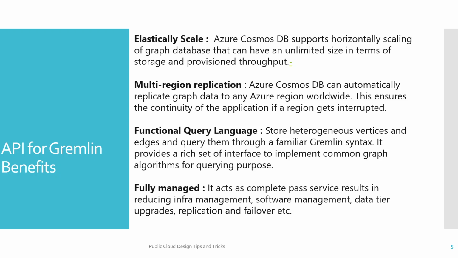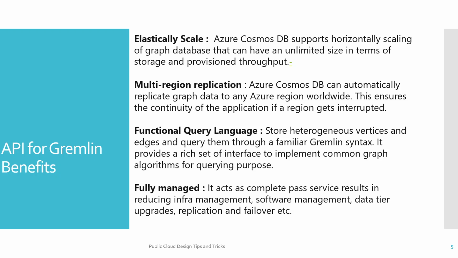Now, the API for Gremlin benefits more on Azure scale, which is elastic scale. Because it's Cosmos DB, and Cosmos DB supports horizontal scaling, the graph database underneath is also scalable enough, with unlimited size in terms of throughput and storage. Multi-region replication is a fundamental attribute of Azure and Cosmos DB, so it can replicate geographically to different regions, and with that it ensures your applications or database are uninterrupted.